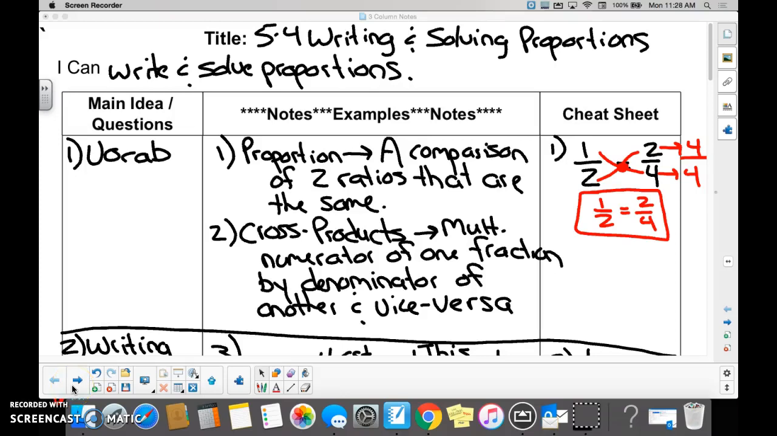5-4, writing and solving proportions. I can write and solve proportions. Awesome. I can write and solve proportions. So the two vocabulary words up there are not new to you.